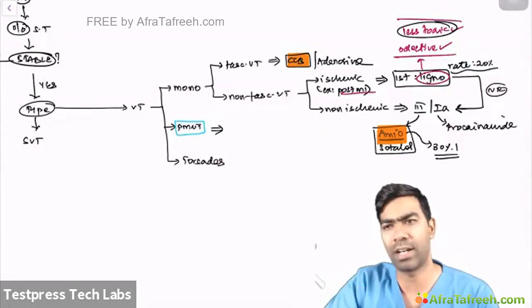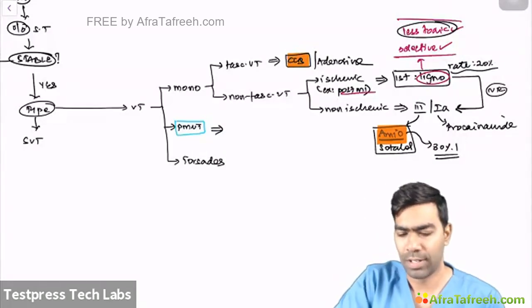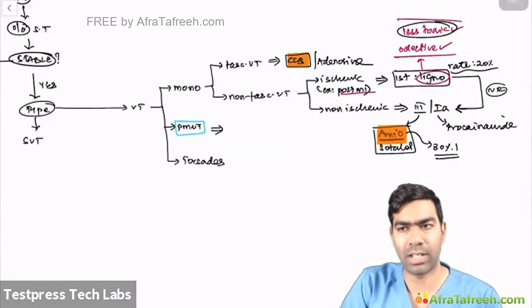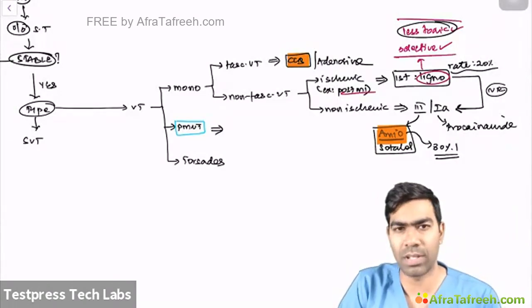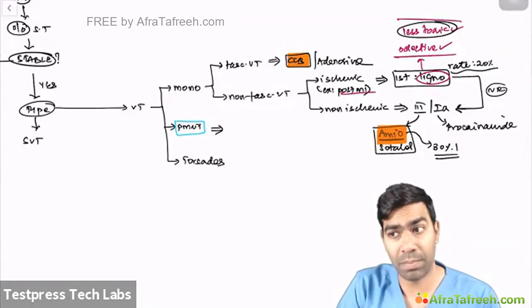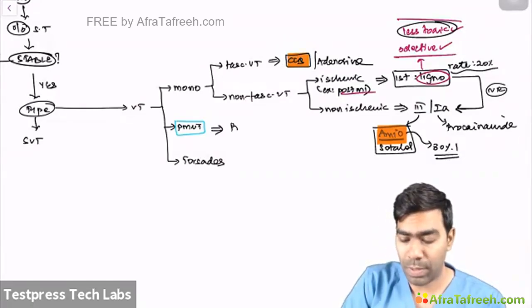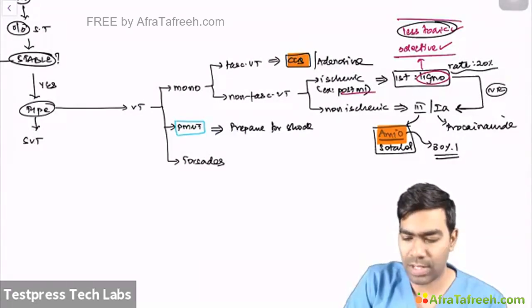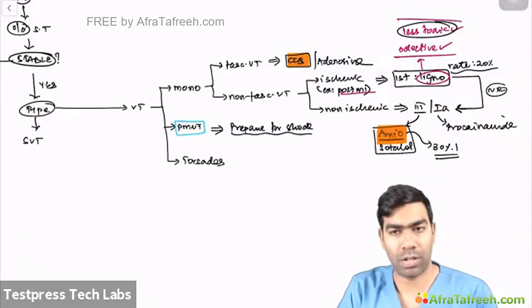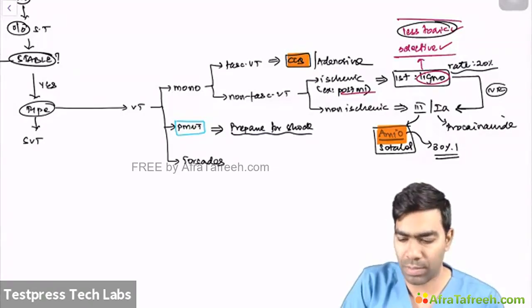Most of them will degenerate to death within a short period of time. So it's very unlikely to be stable in the first place. Suppose they are stable, by chance, always prepare for DCC, always prepare for shock. Even if they are stable, prepare for shock because they will definitely deteriorate somehow. But in the meantime, you can give either amiodarone or lignocaine depending on your choice.